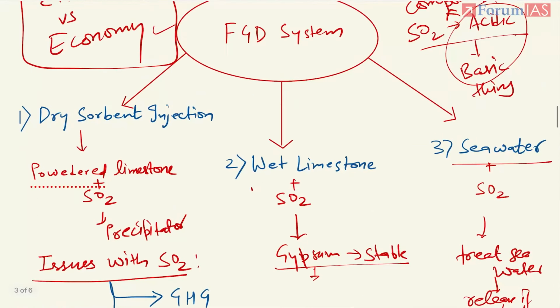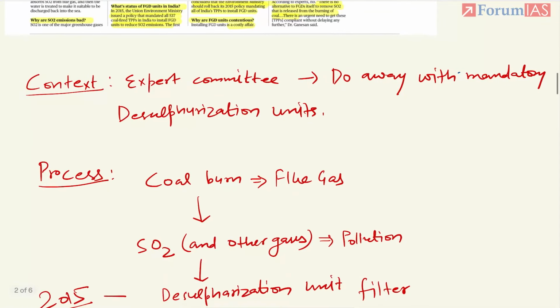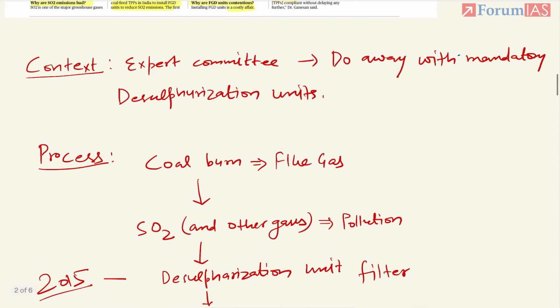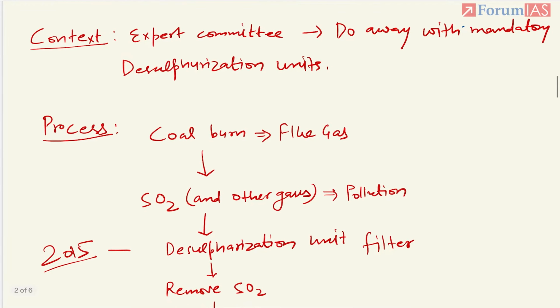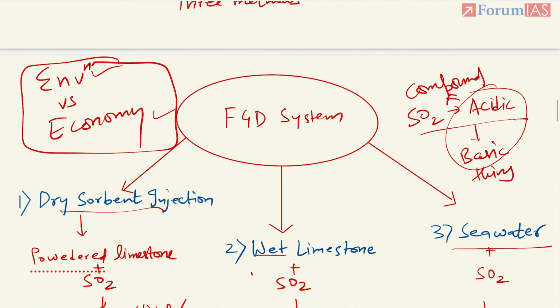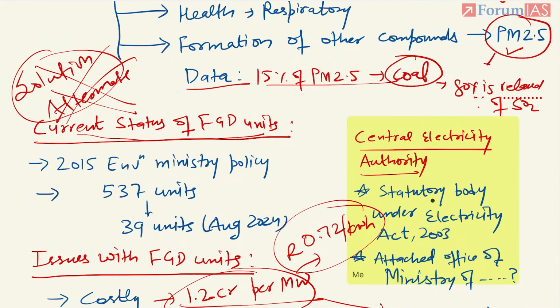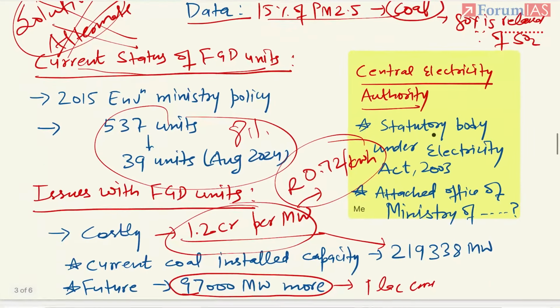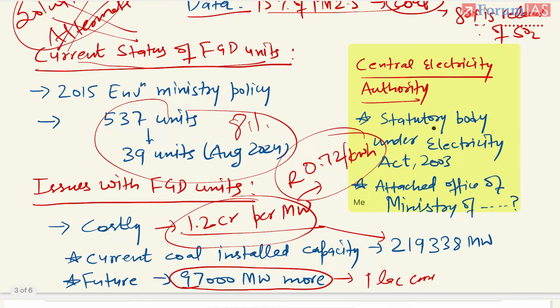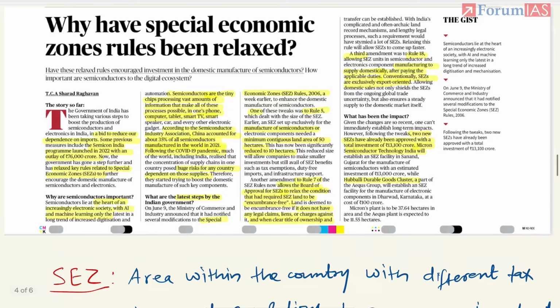So the major things we discussed under this are SO2, how pollution happens from SO2, how a thermal power plant releases SO2 in flue gas, how desulfurization units work, what 3 methods are used, what the current status is, and how it's almost a failure. The policy, only 8% has been implemented. Then what is the reason behind this recommendation? Okay, so now let's move to the next topic.